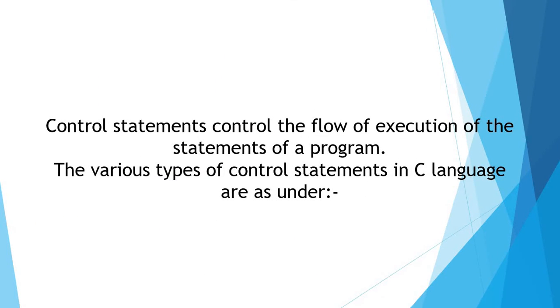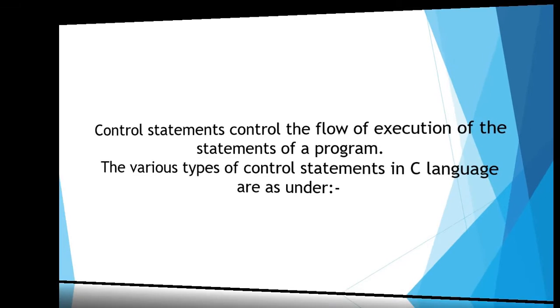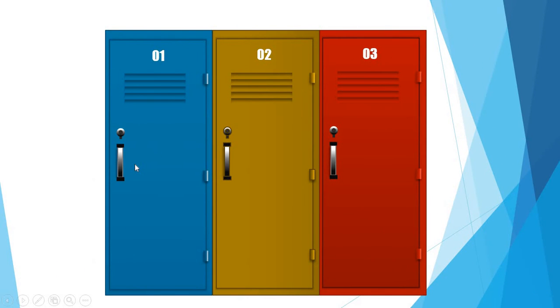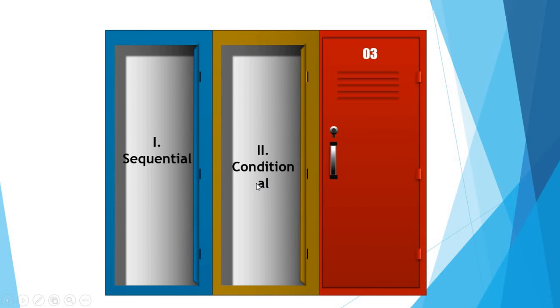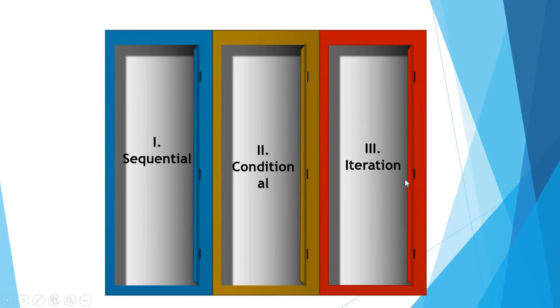Control statements control the flow of execution of the statements of particular programs. The various types of control statements in C which can be used: first one is sequence, second one is conditional, and last one is iteration, that is your loop, either do while or for.